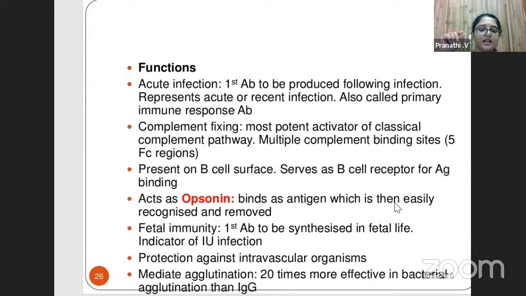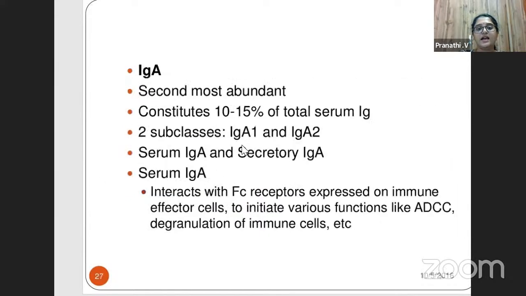It also helps in protection against intravascular organisms, those present inside the bloodstream. So for any organisms going into the bloodstream, for example your malarial parasite, you have some amount of protection. Your IgM is going to be released, and it is 20 times more effective in bacterial agglutination as compared to your IgG. Now let us see the IgA.